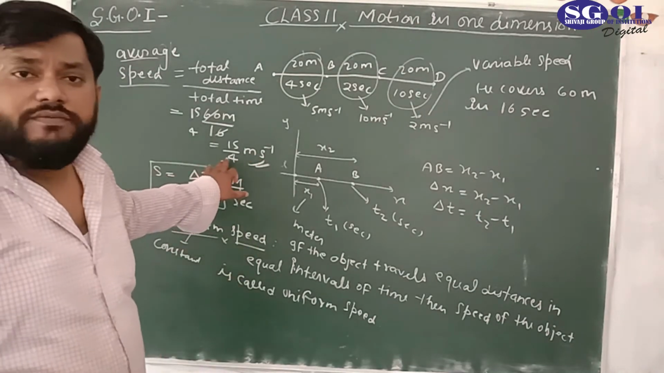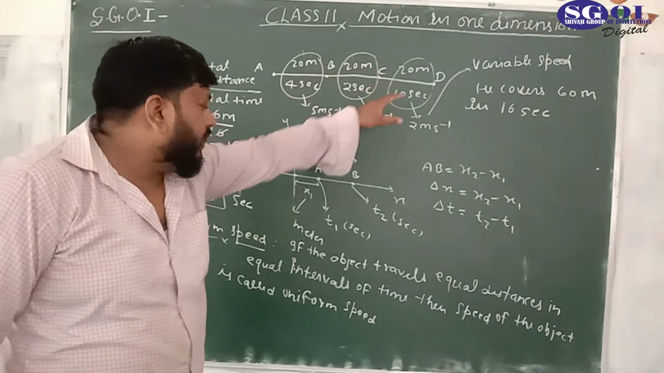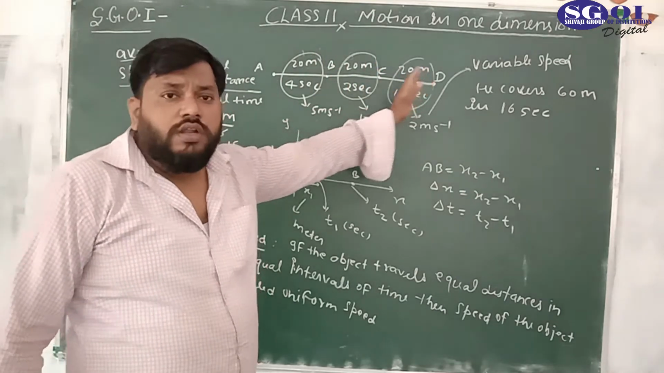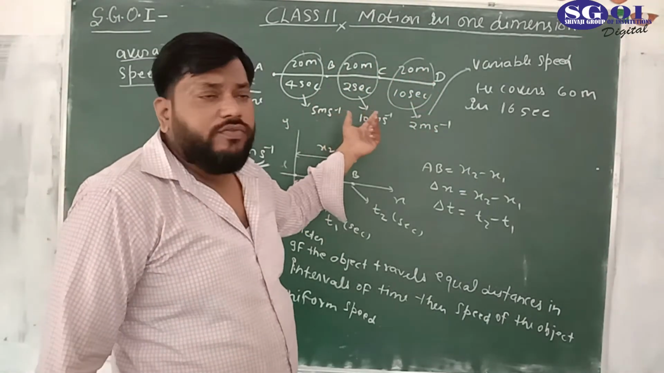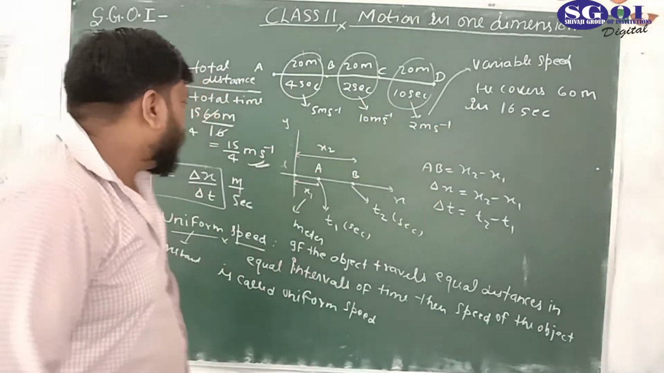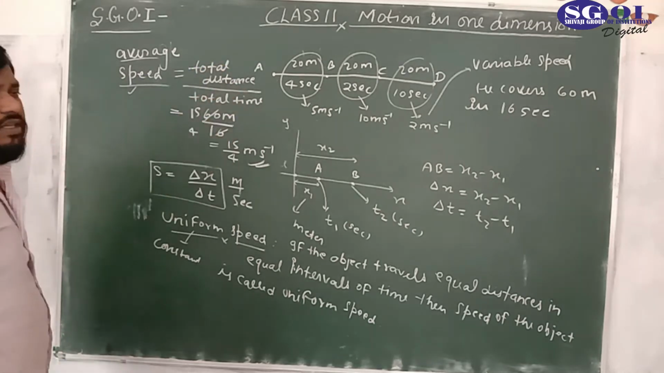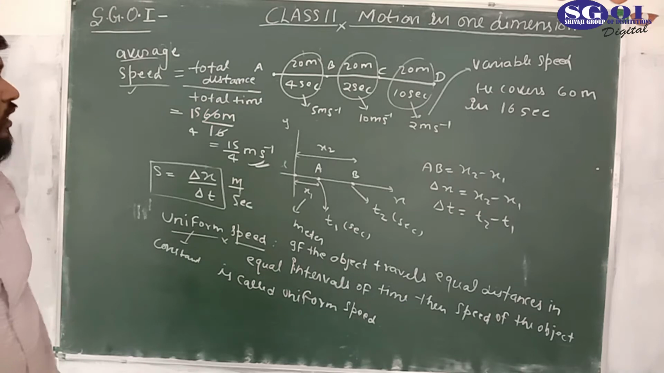It means if the object covers this journey from A to D with this constant speed, with this speed overall, it would reach the point D in the same interval of time, which is 16 seconds. So it is the meaning of average speed, and the formula for finding the average speed is very simple. It is total distance upon total time interval.